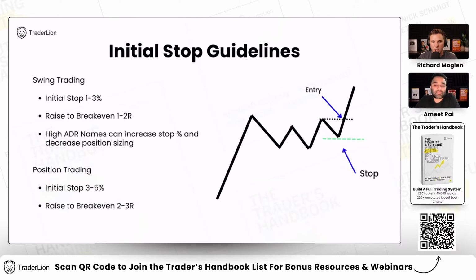So with high ADR names, you basically just want to adjust these parameters. Basically this is kind of one ADR, and maybe for that, you move it up to 5-6% and then decrease your position size from maybe 10K to 8K and make that adjustment that way.